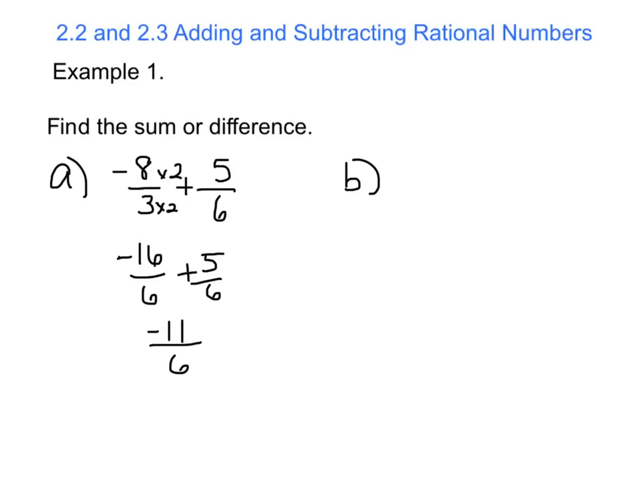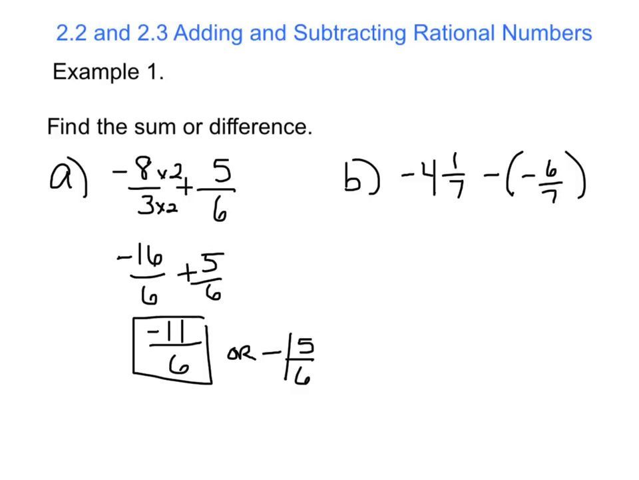Now, a lot of students think that negative 11/6 is not in simplified form because it's an improper fraction and not a mixed number. An improper fraction, as long as you simplified by the common factor, it's simplified. You can leave your answer as negative 11/6. If you want to write it as a mixed number, as negative 1 5/6, you can. But you can also leave it as negative 11/6.